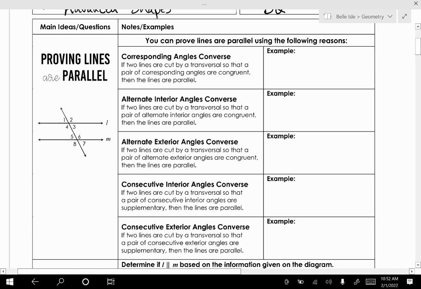Okay? So, for example, we would say if angle 1 is congruent to, what is a corresponding angle of angle 1? 5. Yeah, it is congruent to angle 5. Okay, then I'm gonna do an uppercase L, but it's just because you can't really tell. Then L and M are parallel.